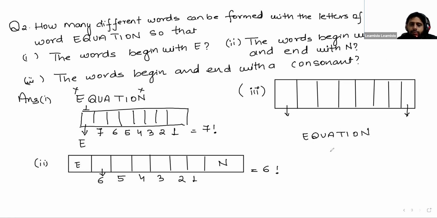Now how many begin and end with a consonant? So this is a vowel, this is a consonant, this a vowel, this a vowel, this a consonant, this is a vowel, and this is a consonant. So we have 1, 2, 3 consonants and the remaining vowels. So we have 3 consonants and 5 vowels. Now this block should always be filled with a consonant.